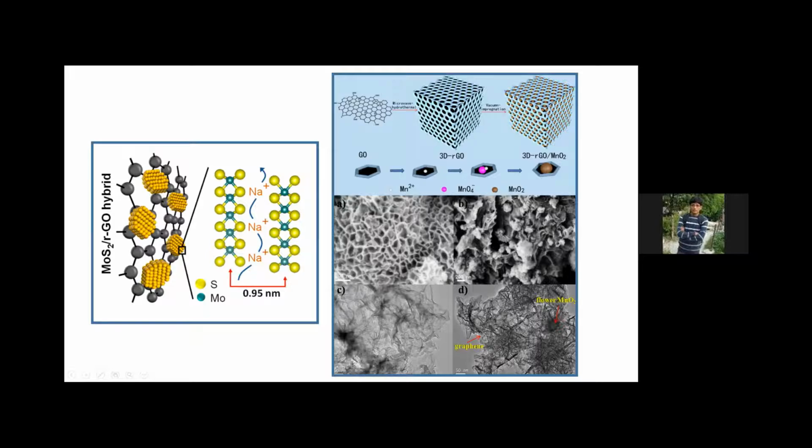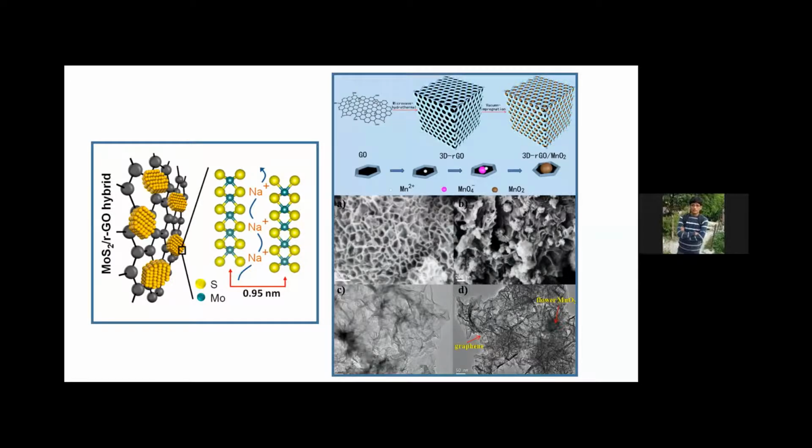As we can see here in the SEM and TEM images, this is how they get the three-dimensional graphene and MnO2. We can see here in the TEM, this is the MnO2 form, and this is the graphene layer, and it is not two-dimensional. It is three-dimensional. So in the hydrothermal process, we can get this type of structured nanocomposites also.